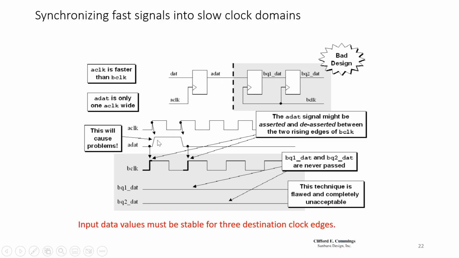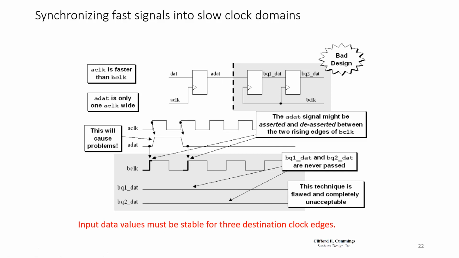My A data was high, but when the very slow clock came in, it was low. So it didn't see the high at all. So it remained 0, and BQ2 remained 0. So I missed this data.